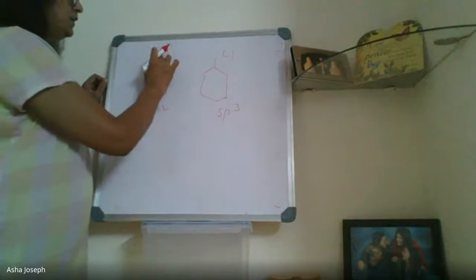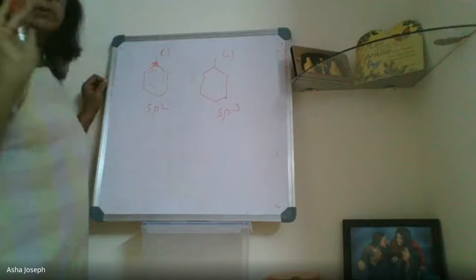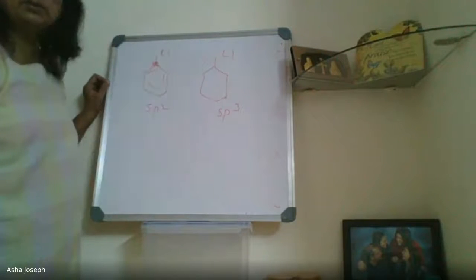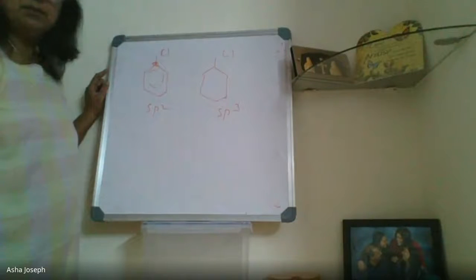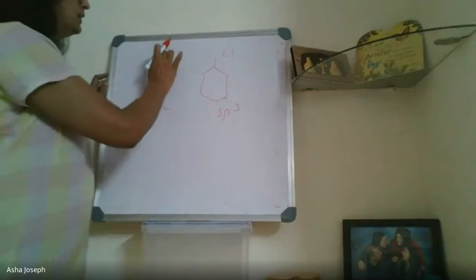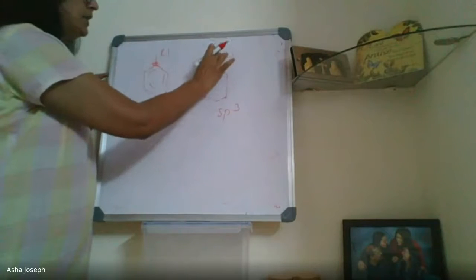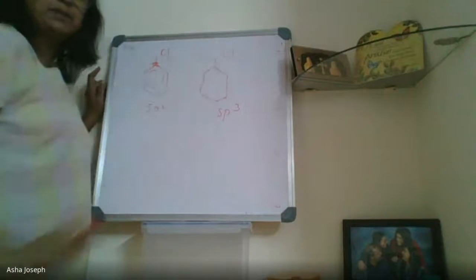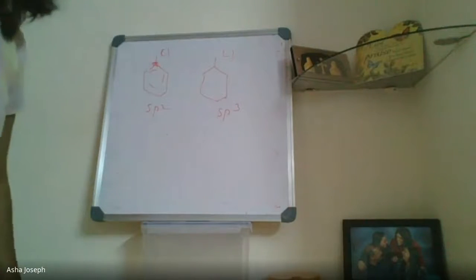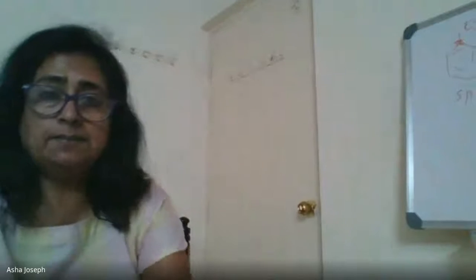So the electrons, what is polarity? Chlorine will try to pull the electron towards itself. So if carbon has more s character, it will not give easily. So the electrons are pulled more towards chlorine here. That means this is more polar and the dipole moment is more. Have you understood the reason?